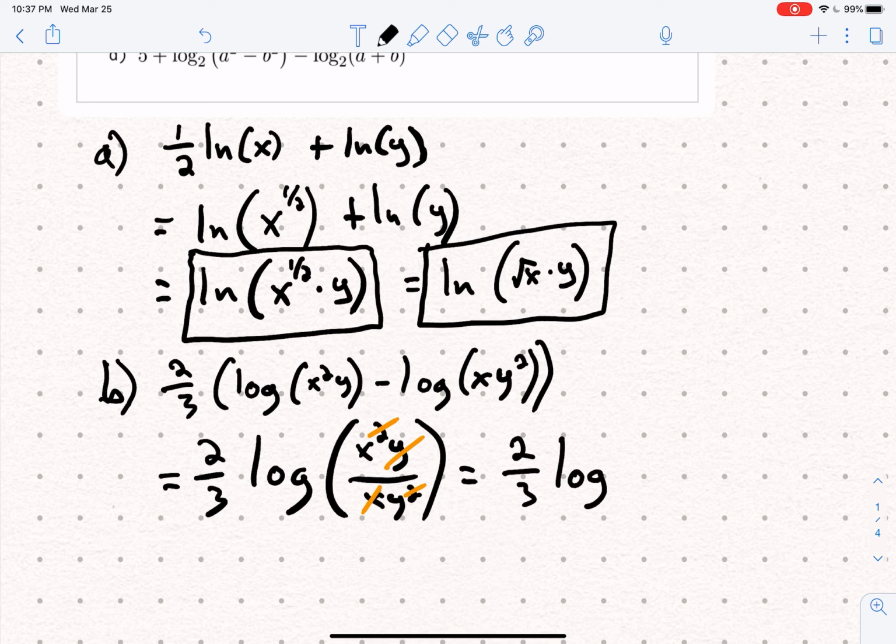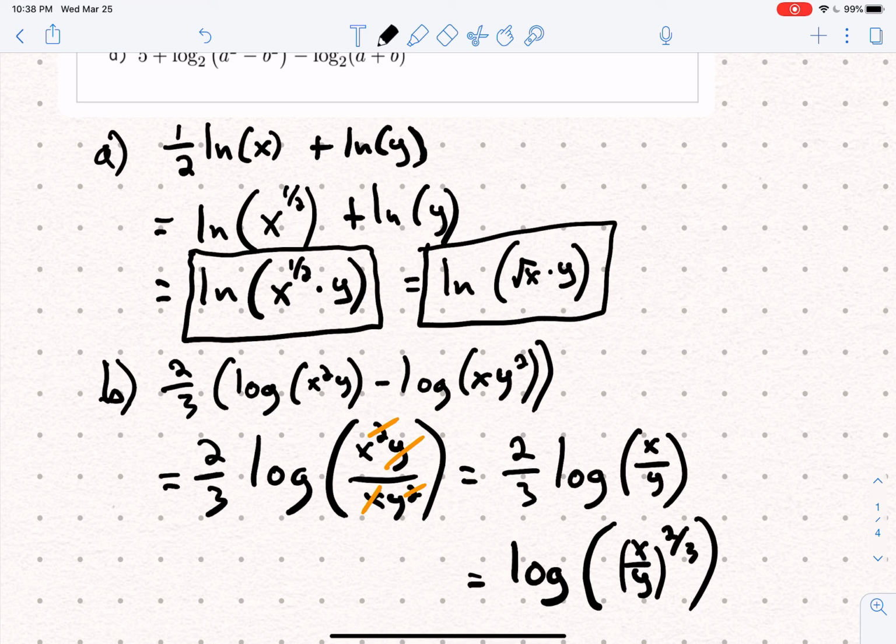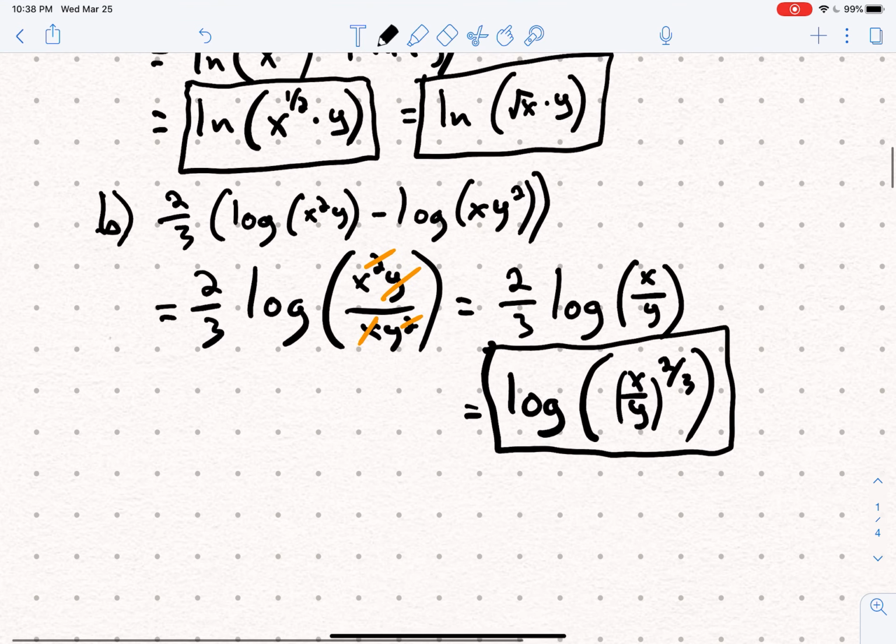2/3 times log of, and let me see, we had an x left on the top and a y left on the bottom. And then the last thing we're going to do is use that third rule to take this number in front of a log and move it to make it a power of the thing inside. Let's go ahead and do that. This is log of x over y to the power 2/3. Okay, so this is a perfectly acceptable form of the answer.